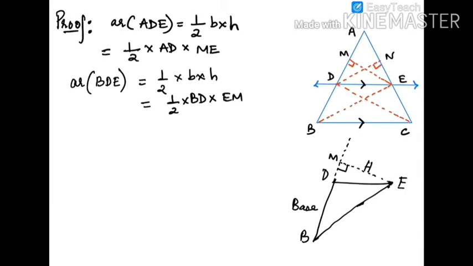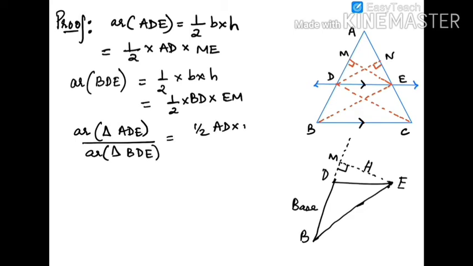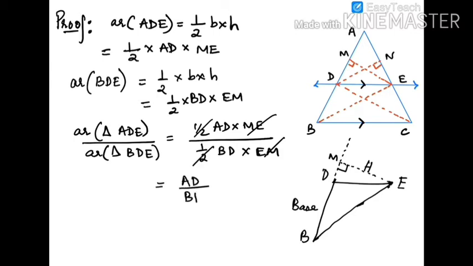Now we will find the ratio of area of these two triangles. So area of triangle ADE divided by area of triangle BDE will be equal to half AD into ME divided by half BD into EM. Cancelling the equal terms, we get this equal to AD upon BD.